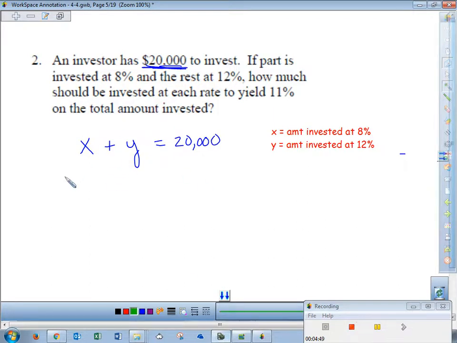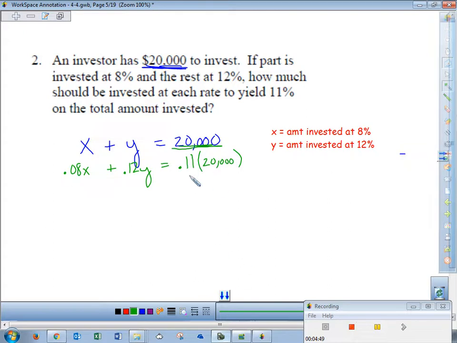So 8%, remember you have to change that to a decimal by moving the decimal two places to the left, times the amount you invested right there, plus 12% times y should equal 11%. And here's the super trick. 11% of the total amount invested, so we have to take 11% times 20,000. Right, that's the big oopsie. You have to take this percent, what it's supposed to mix to be, times how much money you put in there in the first place.